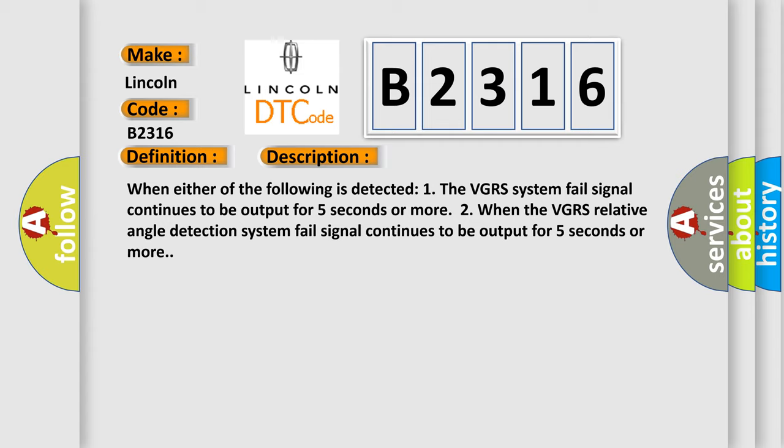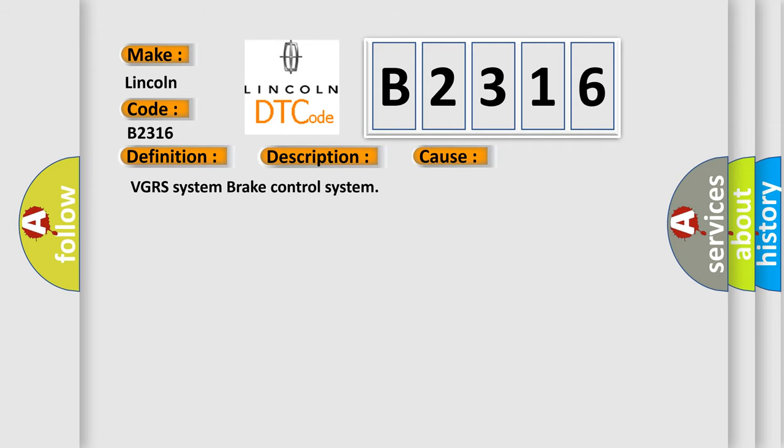When either of the following is detected: 1, the VGRS system fail signal continues to be output for 5 seconds or more; 2, the VGRS relative angle detection system fail signal continues to be output for 5 seconds or more. This diagnostic error occurs most often in these cases: VGRS system, brake control system.